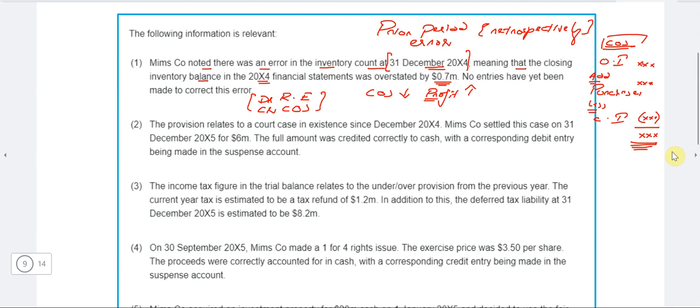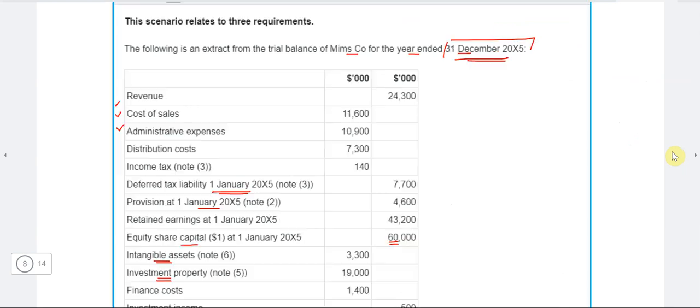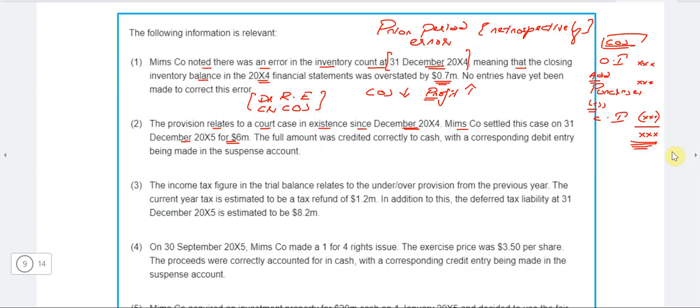The provision relates to a court case in existence since December 20X4. MIMS company settled this case on 31st December 20X5 for 6 million. Okay, the provision relates to the court case. Let's go to the provision. And there was a balance of 4600, so there was a liability recorded of 4600. So the 4600 was recorded in the liability. MIMS company settled this case for 6 million. That means their estimate was wrong.